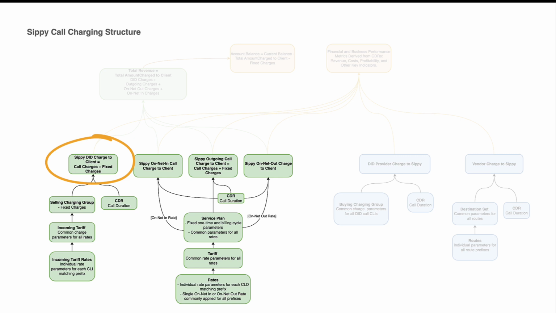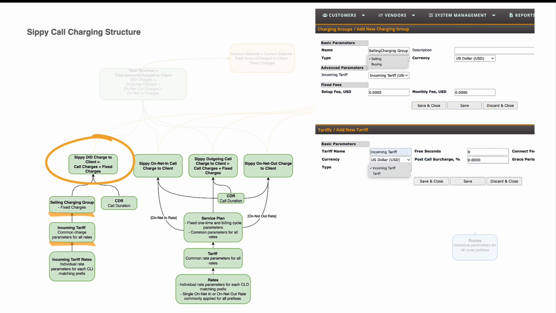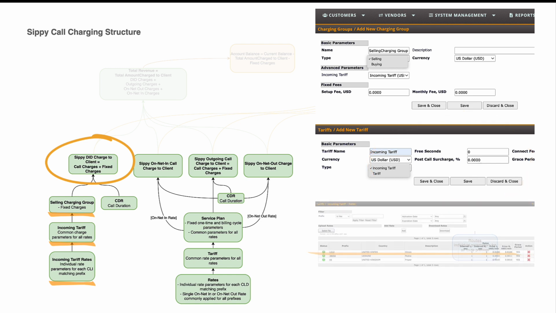These DID charges are defined in the selling charging group, which contains fixed charges that are unrelated to the calls, for instance, a one-time setup fee or some periodic service fee, and the charges for incoming DID call traffic, which are defined by a set of parameters of the incoming tariff and its rates. Parameters set at the incoming tariff level are commonly applied to all rates in the incoming tariff, while each rate in the incoming tariff has its own individual charging parameters.